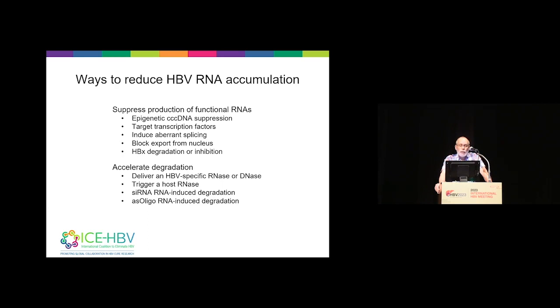On the degradation side, you could deliver an HBV-specific RNase, or if you deliver a DNase that targets the cccDNA, you'll get to the same spot. You could trigger a host RNase. That's a good idea. But the areas that appear to be a little more tractable pharmacologically are siRNA-induced degradation or antisense oligo-induced degradation or silencing. For the rest of today, we're primarily going to talk about these areas because those are the areas where we're starting to see some clinical data come through.